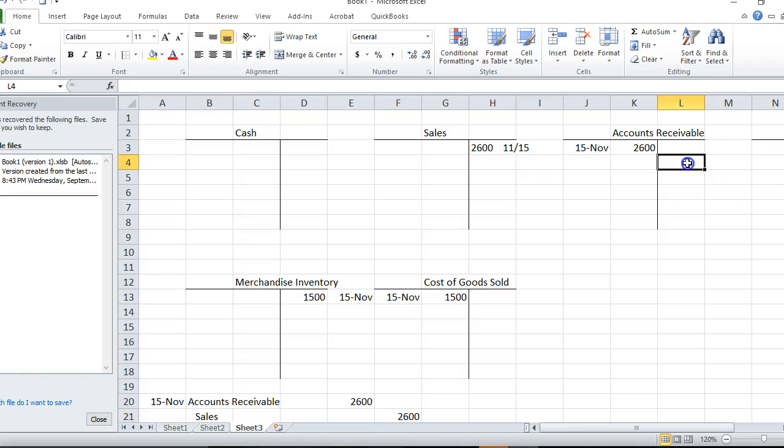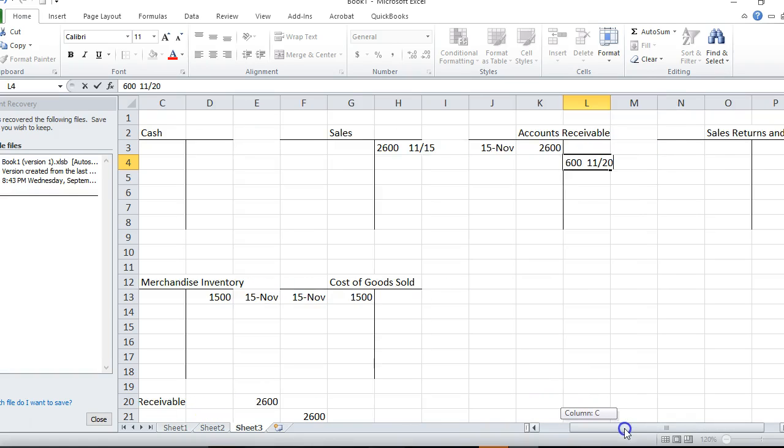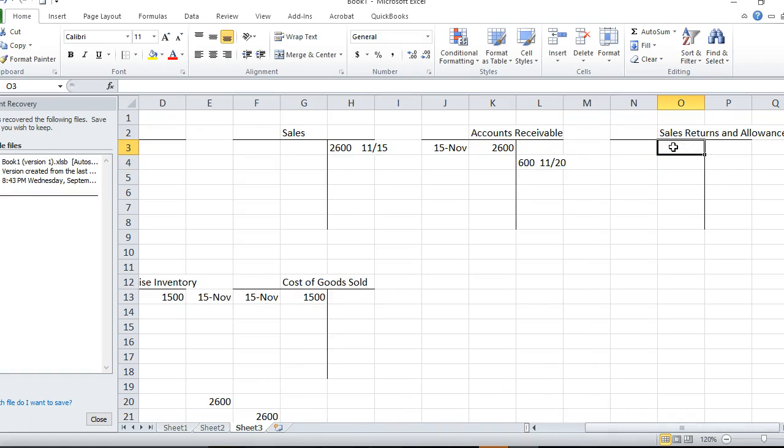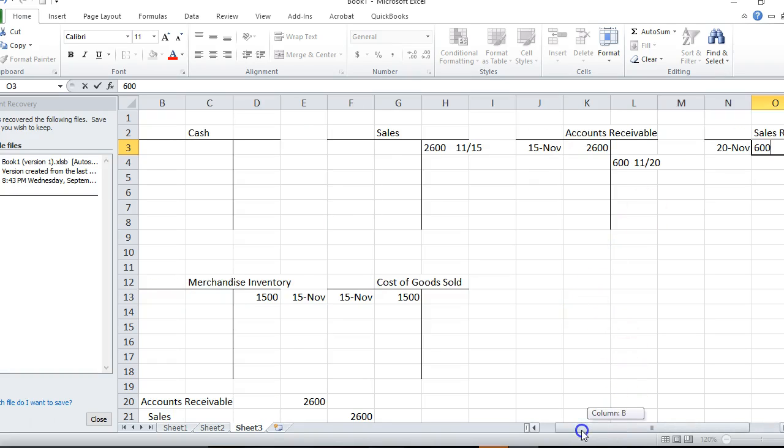So in this case, since they owe us $600 less, we get to credit accounts receivable for November 20th, don't we? We also will show a sales returns and allowances of $600. Then we also have to show that we have $350 back into our merchandise inventory, and our cost of goods sold has gone down $350. Does that make sense?